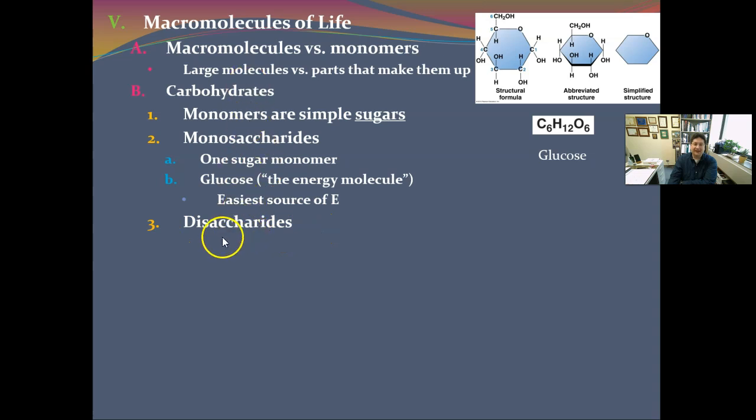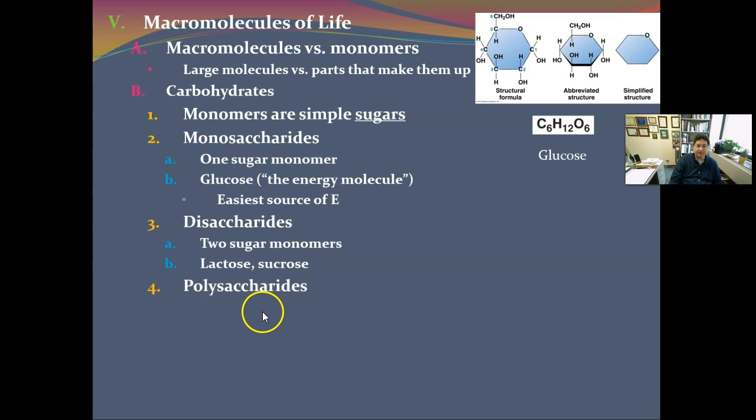Disaccharides are the next category of carbohydrates. They are 2 sugar monomers hooked together. Important ones you may be familiar with are lactose. This is found in dairy products, particularly milk. And sucrose is regular table sugar that you might cook with or put on your cereal.